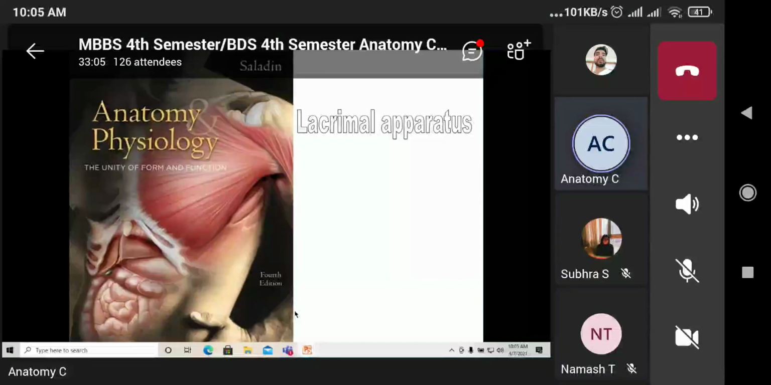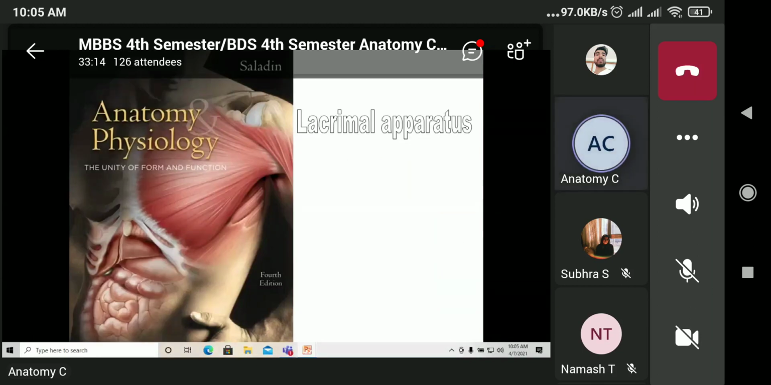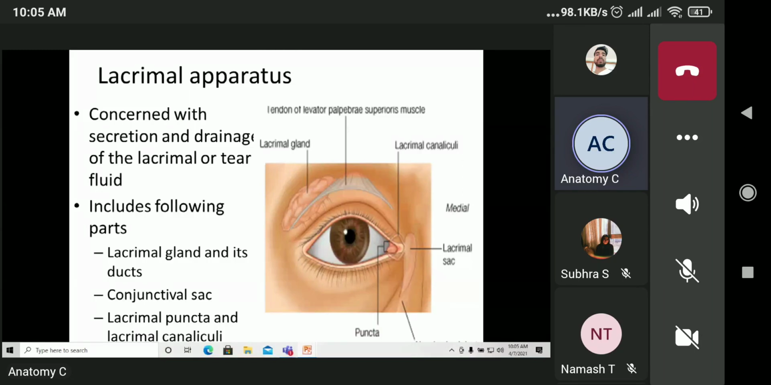Now the lacrimal apparatus. We have to study this in the orbit because it is a small portion, so even though it is small, it has been merged in this class. So what is the lacrimal apparatus? A short note on the lacrimal apparatus is a common question: 3 marks for MBBS, 5 marks for BBS.